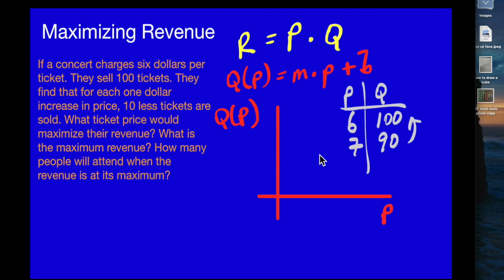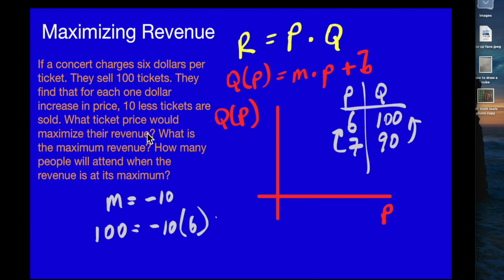We're going to do the change in y over the change in x, and we're going to find that our slope over here down in the lower left corner is -10. In order to now find the y-intercept, we're going to plug in either of these 2 points. So let's plug in the first one. So we're going to have 100 equals -10 times 6 plus b, your y-intercept, and we're going to end up with a b value equal to 160.